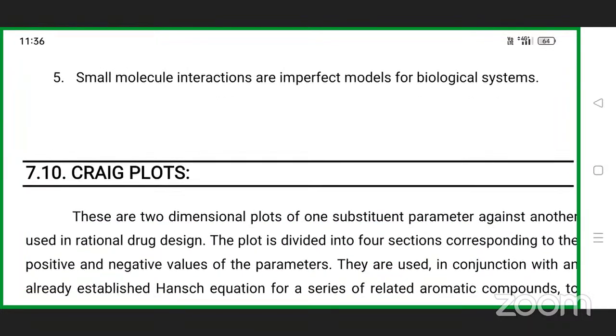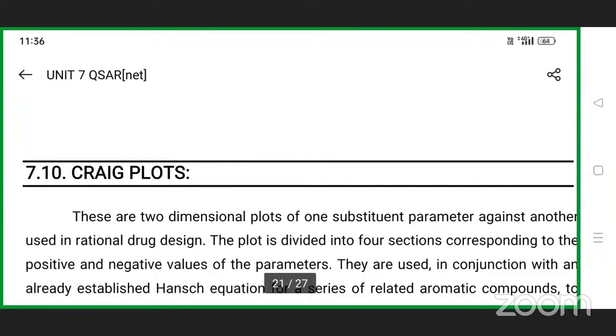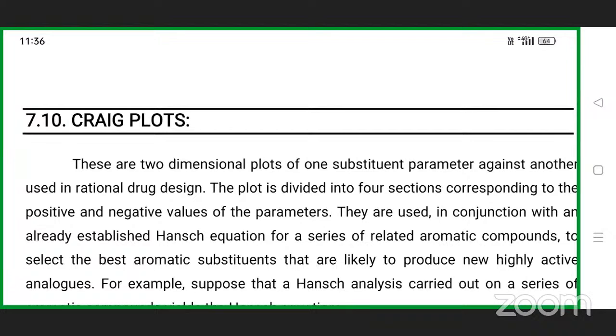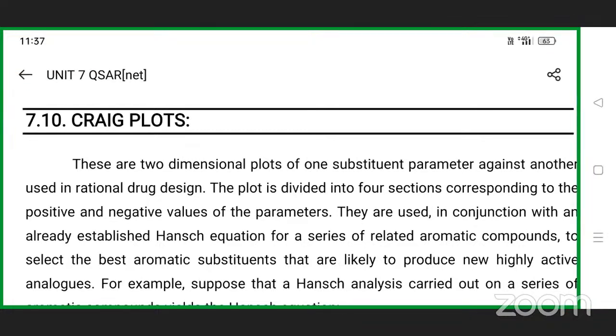Then the Craig's plot. This is also one of the multi-regression analyses, like your Hansch analysis. But the Craig's plot is two-dimensional, whereas the Hansch analysis and some other methods involve only one-dimensional experiments. The Craig's plot involves two-dimensional experiments.